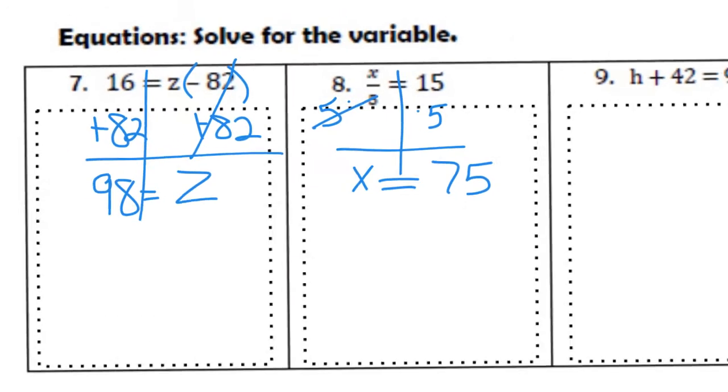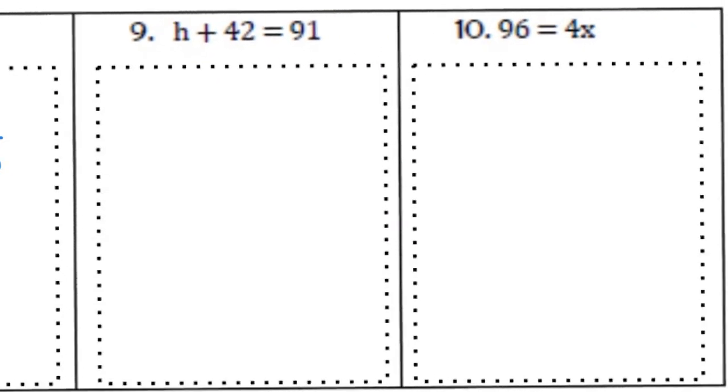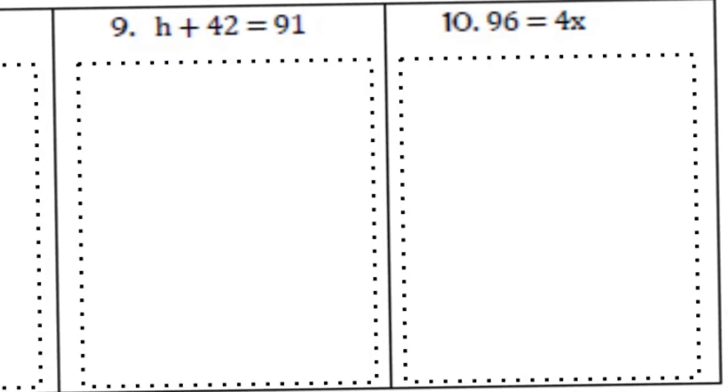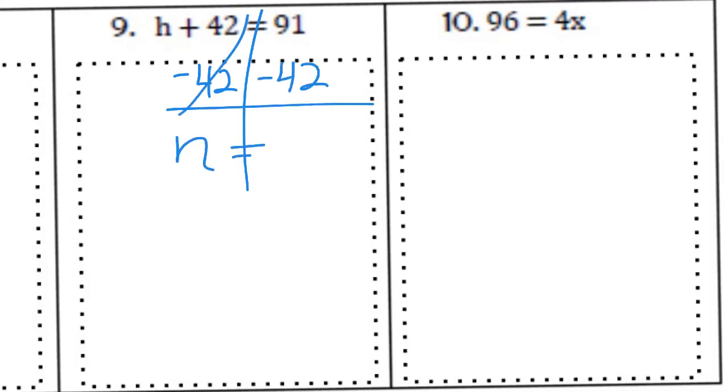Okay, let's move over. Good, it's behaving today. It's letting me move stuff. Okay, so on number 9, we have h plus 42 is equal to 91. So the inverse of adding 42 is subtracting 42. You must do it from both sides. These will cancel. You're left with h, not n, h is equal to, and then if I subtract this, I'm going to have to borrow. 11 minus 2 is 9, 8 minus 4 is 4, so h equals 49.